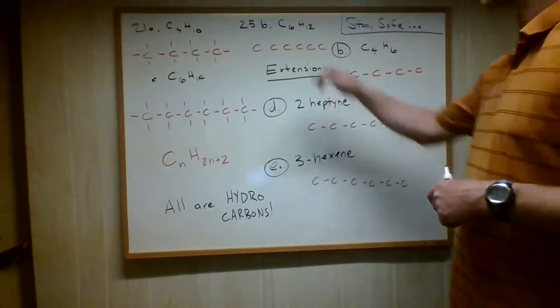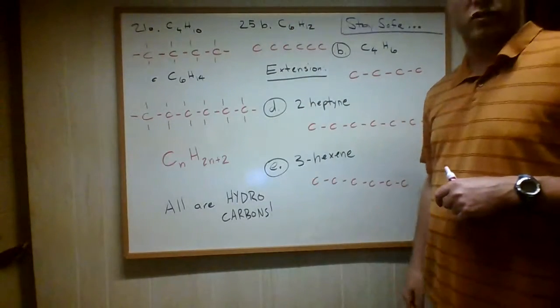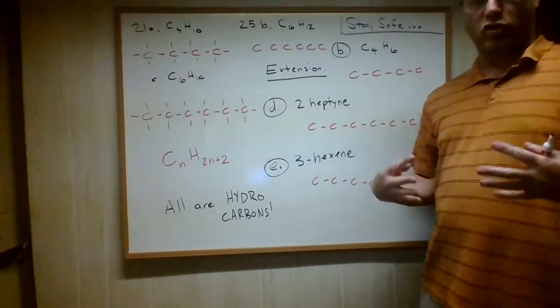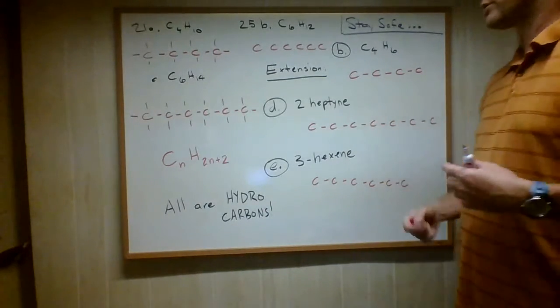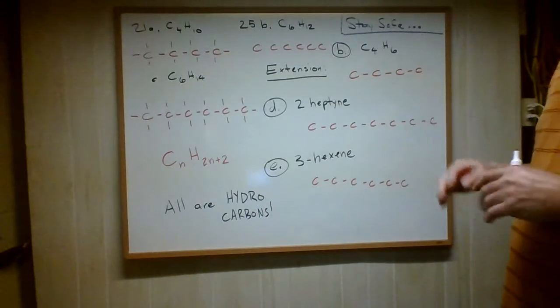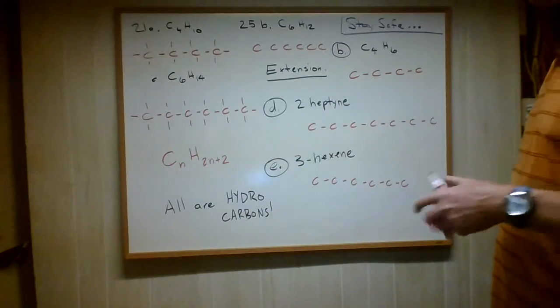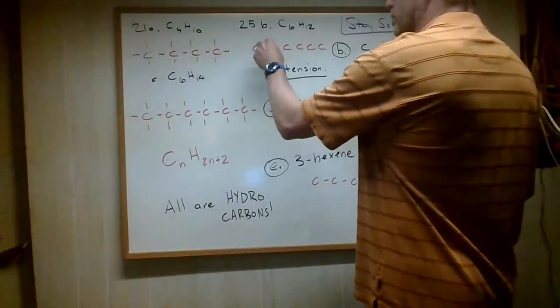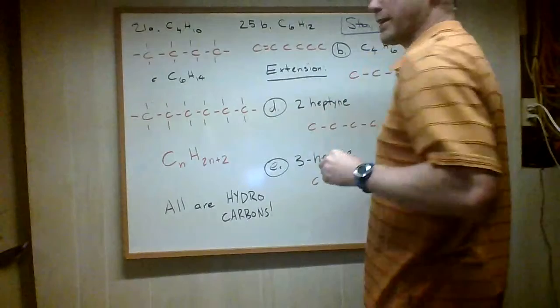25B. Now this one's C6H12. This one doesn't have 2N plus 2 hydrogens. It has exactly 2N, twice as many hydrogens. So that means somewhere in here there's a double bond. Now it doesn't really say where it is, so you can put it anywhere you want to. I'm going to put it down here at the end. Okay, there's my double bond.